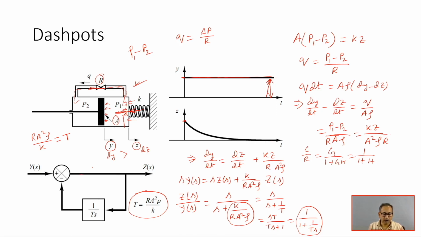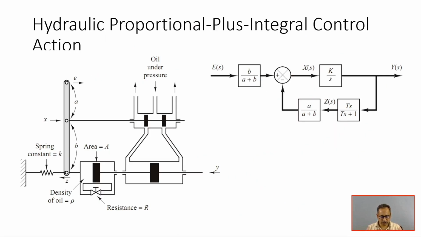Now come to the hydraulic proportional plus integral control action. For this, we have made this arrangement. The feedback link is attached to a spring which is connected to the ground. The dashpot is a floating member, not connected to the ground. This is the power piston; one end of the spool of the power piston is connected to the dashpot, and at the other end there is fluid. The fluid is filled on all sides.